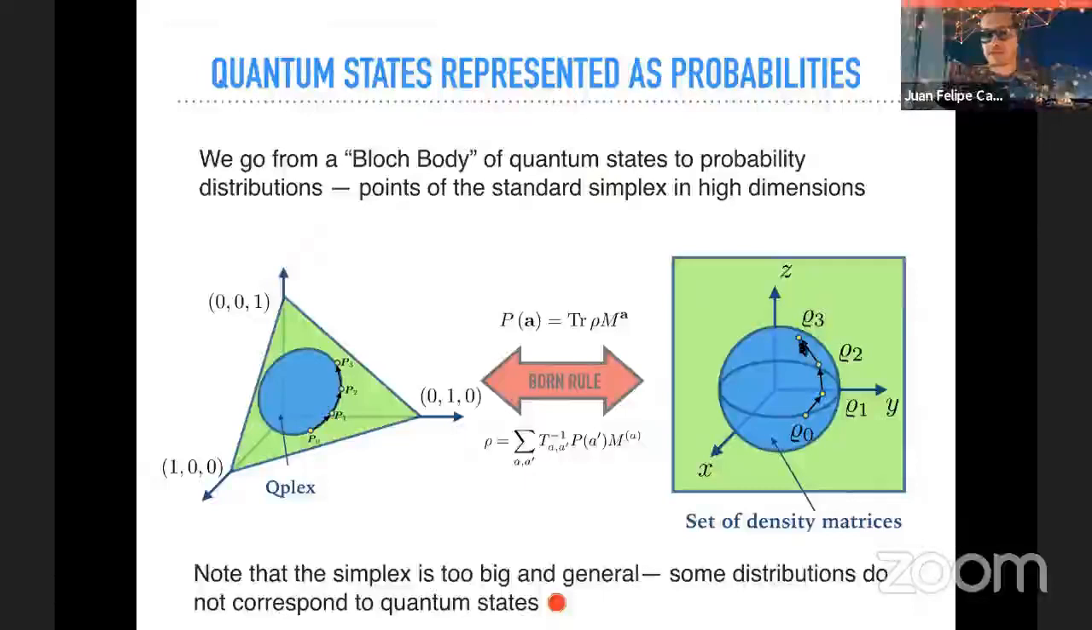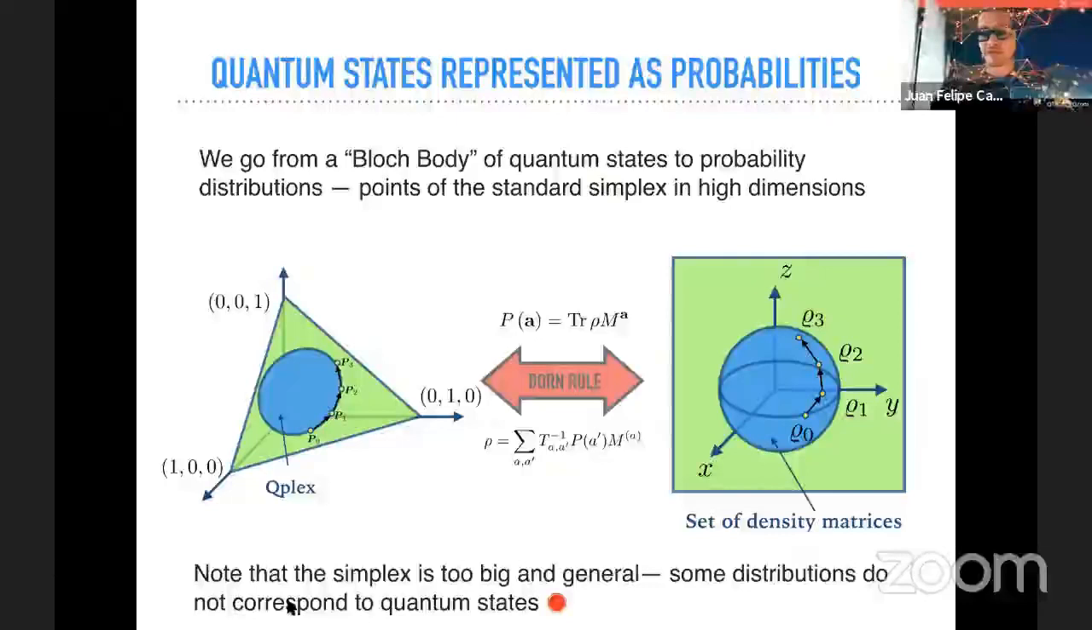So one thing I would like to emphasize here is that this probabilistic simplex is too big. It's actually too general. It's more general than quantum mechanics, in that not every probability distribution corresponds to a valid quantum state. Okay, and so there's a region in the simplex that people call the qplex, as everything quantum, we add a q. So you add the q to the word simplex, and that's the qplex. It's not my invention, it comes from the quantum Bayesian theorists. So some distributions do not correspond to quantum states, and we have to be careful about this when we do numerics and when we do quantum state reconstructions.